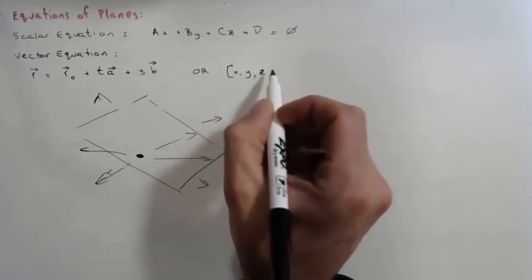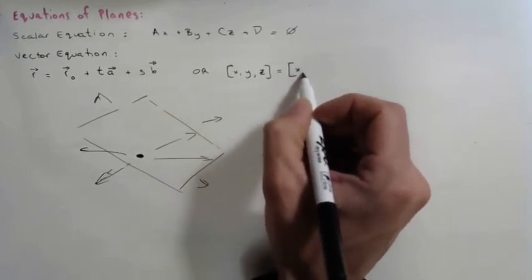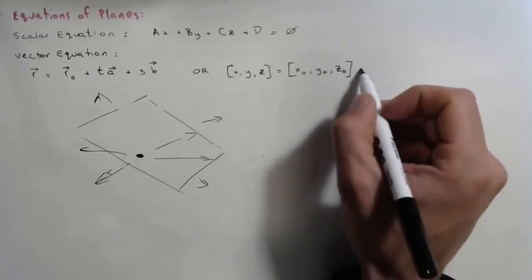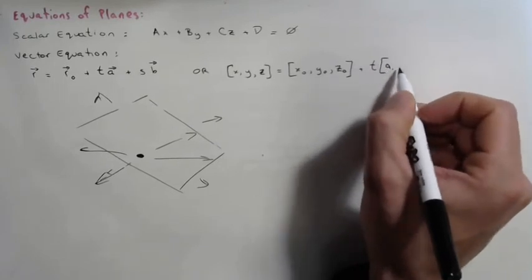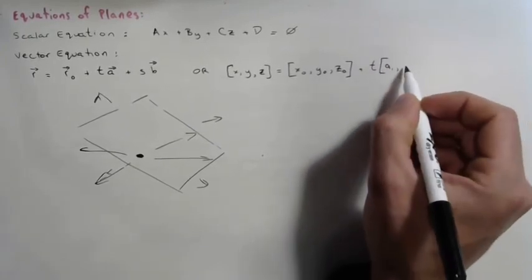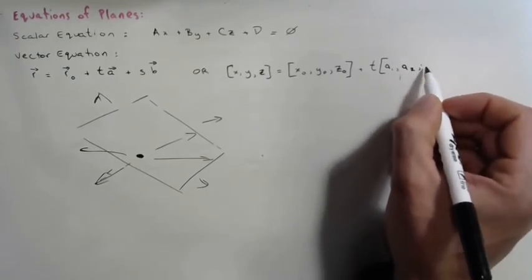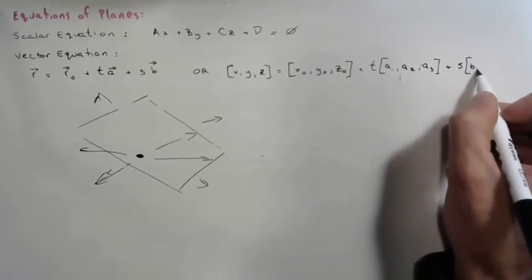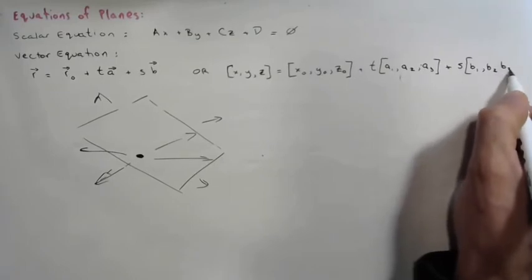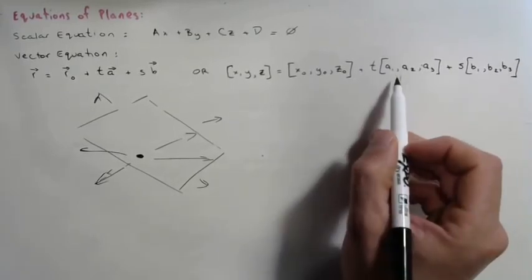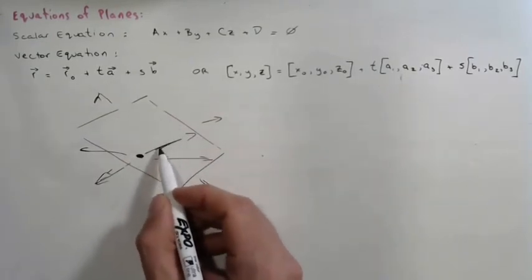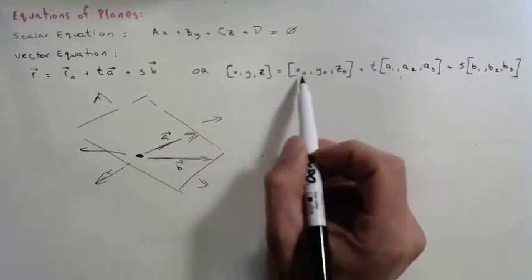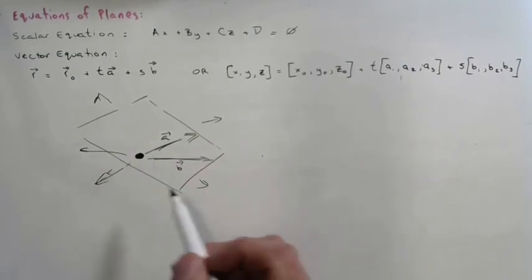We have x, y, z is equal to x naught, y naught, z naught plus some scalar multiple of a direction vector and some scalar multiple of our second direction vector. And again, these A and B are these two vectors that define the plane, and this x naught, y naught, z naught is just a point that is on the plane, any point on the plane.